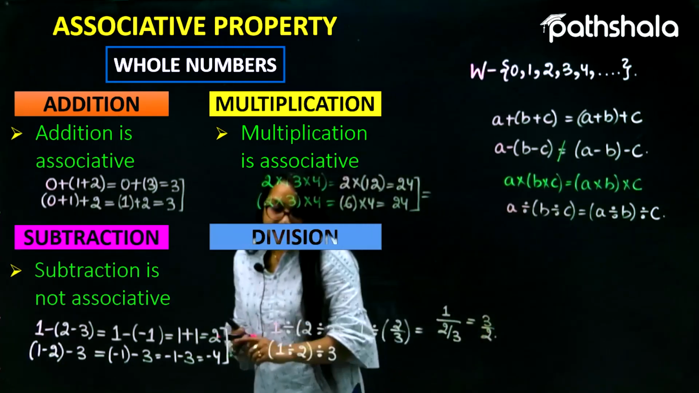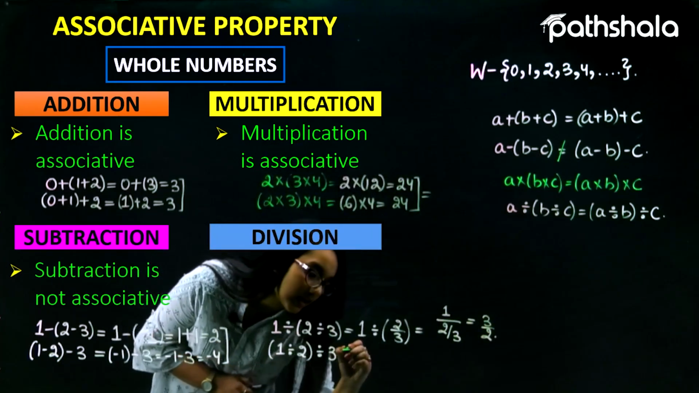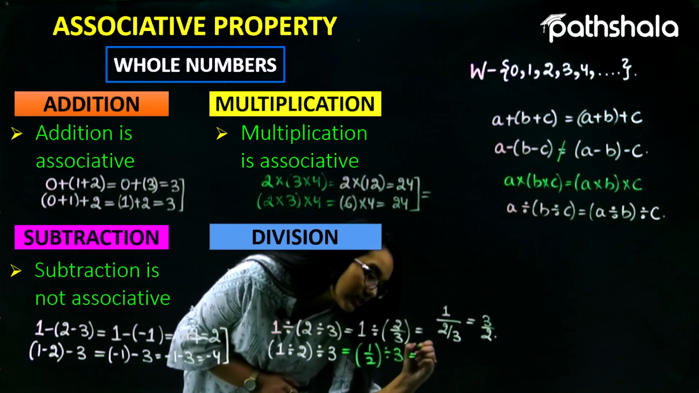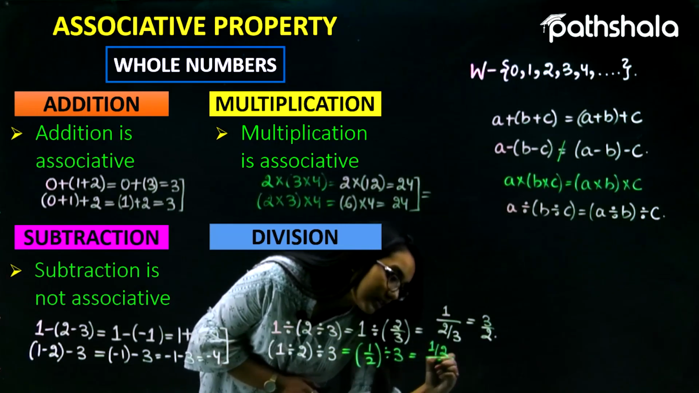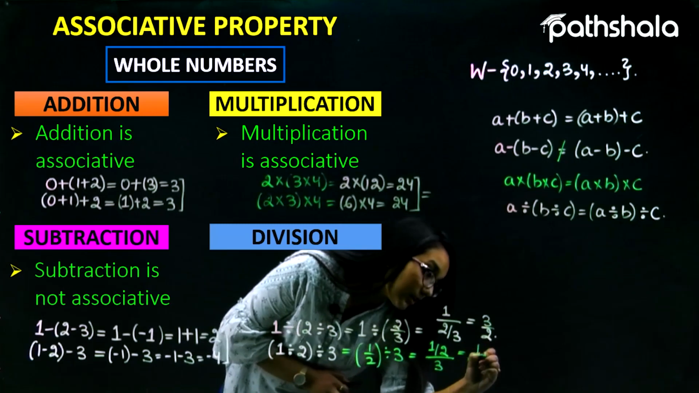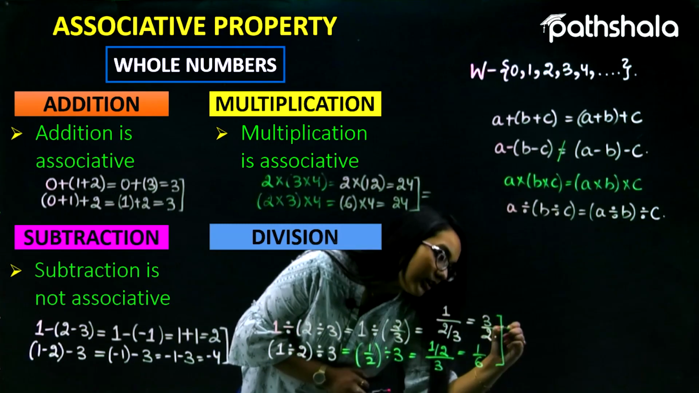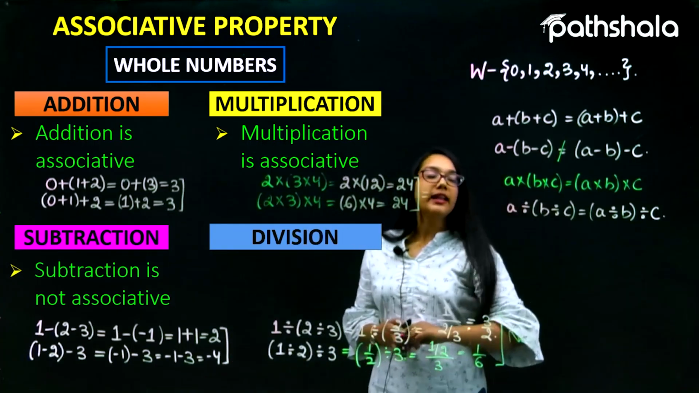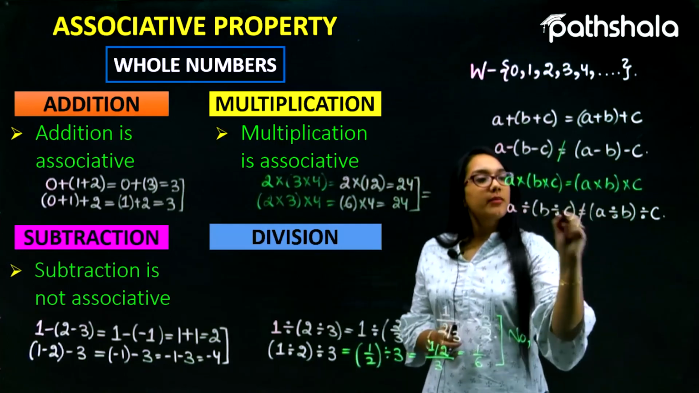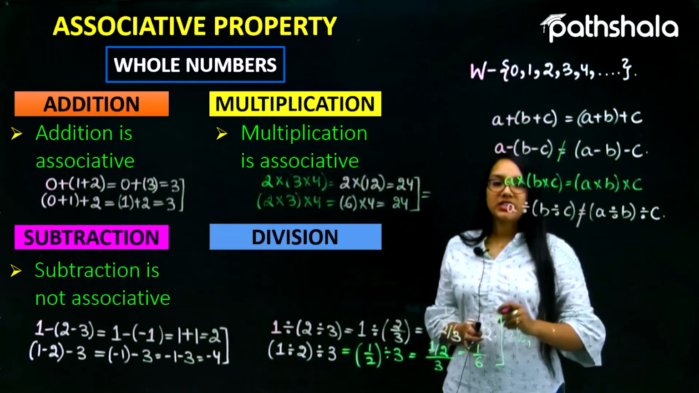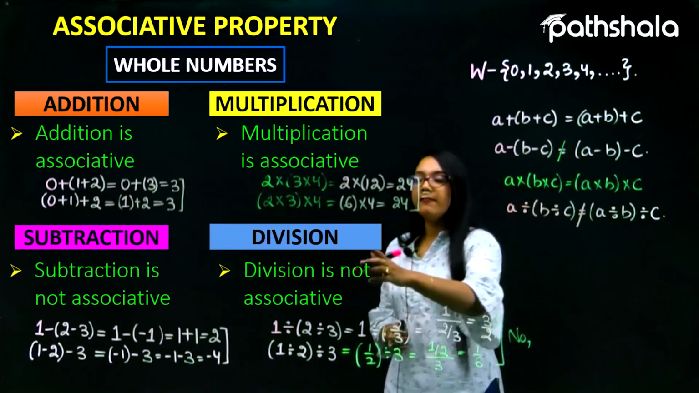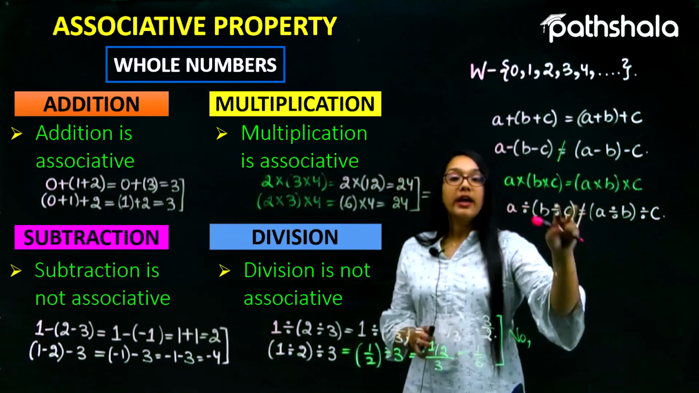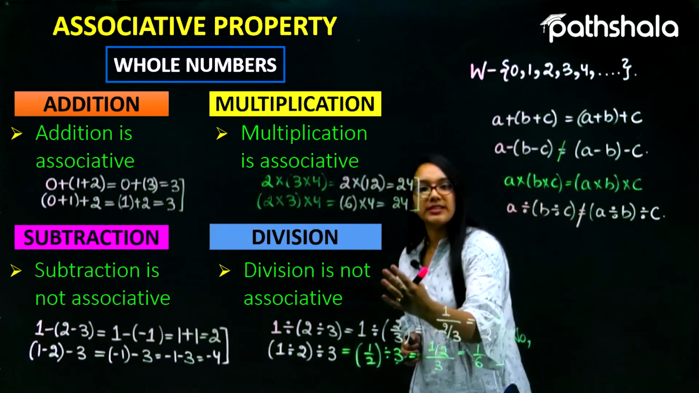But for the second case, (1 divided by 2) divided by 3, the answer will be 1 divided by 2, which means 1 by 2, divided by 3. So this is nothing but 1 by 2 in the numerator and 3 in the denominator. So the answer is nothing but 1 by 6. So are they equal to each other? No, they are not equal to each other. And hence we concluded that A divided by (B divided by C) is never equal to (A divided by B) divided by C. So at the end, what will be the answer? That division is not associative in nature. Why so? Because this condition does not hold. If this condition holds, then the division is associative in nature.